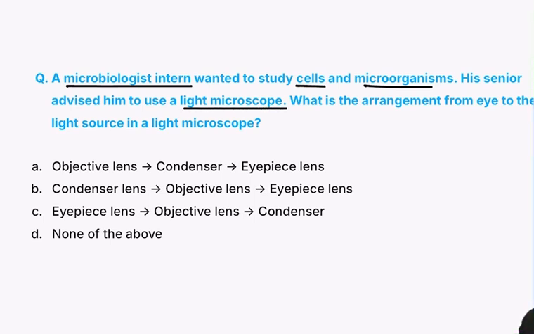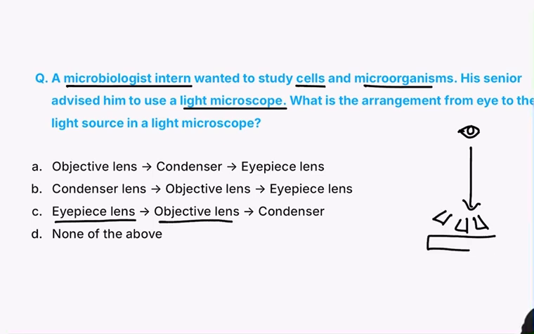What is the arrangement? You know the arrangement. You just need to know how the examiner has asked you. From the eyes to the light source. He's not asked you from down above, he's asked you from up to down. So from the eyes you have to start. Right next to the eyes, what will you have? Of course, you will have the eyepiece lens over here. Then you will have another set of lenses, which is known as objective lens. Then you will have the stage, and below the stage you will have the condenser.